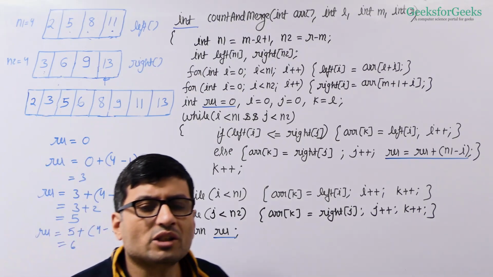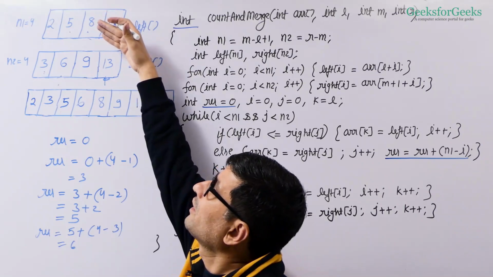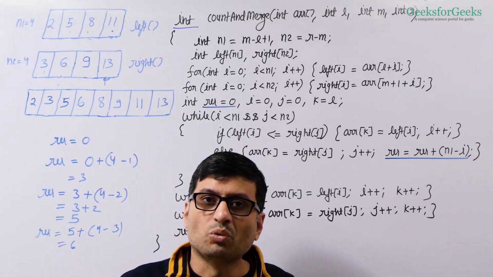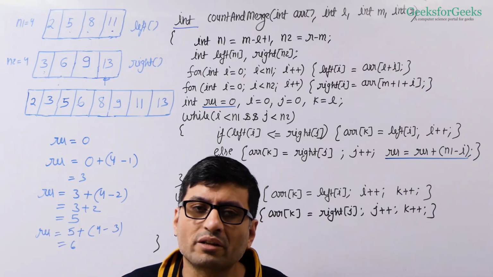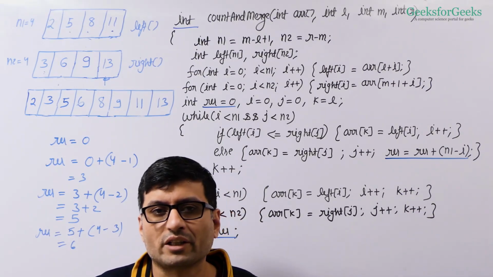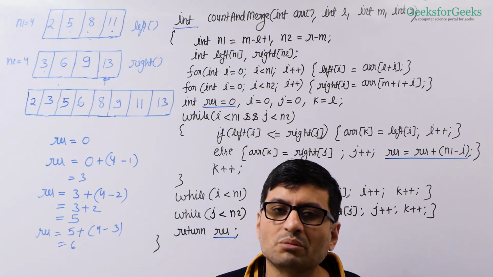So you have a total of 6 inversions such that one element is in the left array and the other element is in the right array. And the other inversions which were there within the left array and within the right array, we must have counted them when we recursively called for the left half and right half. So this is how this inversion count logic works using the merge function.